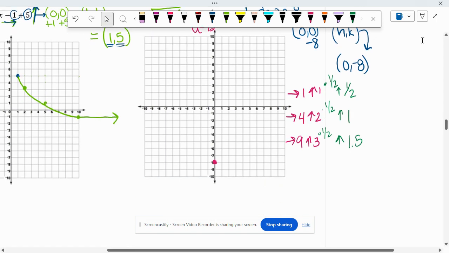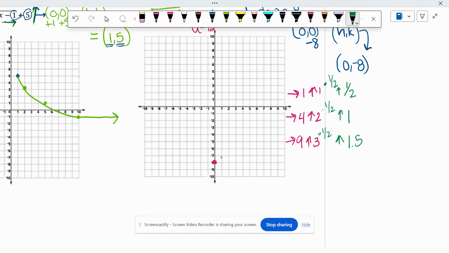So again, I'm going to move 1 unit to the right, and I'm going to go up 1/2. I'm going to move 4 units to the right, up 1. Sorry, 1, 2, 3, 4 units to the right, up 1. And when I go 1, 2, 3, 4, 5, 6, 7, 8, 9 units to the right, I go up 1.5. So this is what my square root function looks like now.